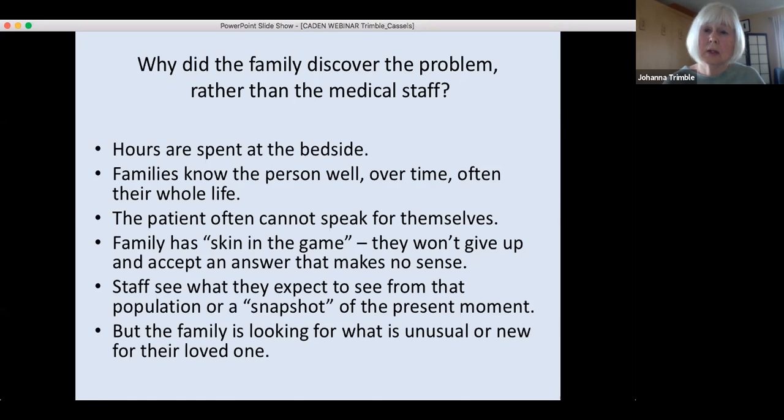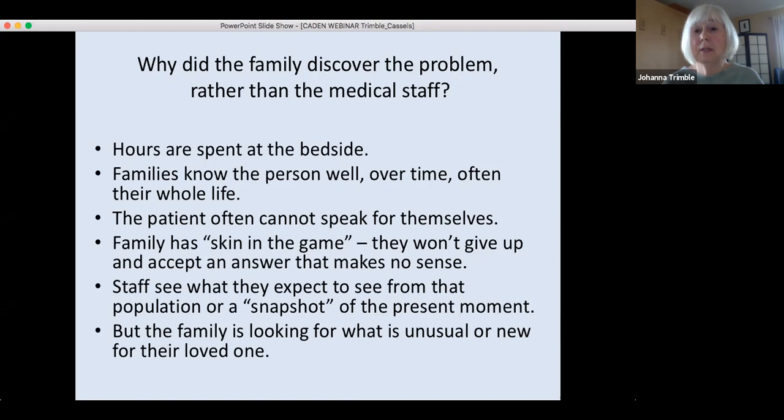We also, of course, know the person very well. We know what is normal for them and what is not, what we expect to see as their normal behavior. And of course, you have to remember that the patient often cannot speak for themselves, especially if they're in a confused state. What's really important too is that the family has what you call skin in the game. We're not going to give up and accept an answer that makes no sense to us.